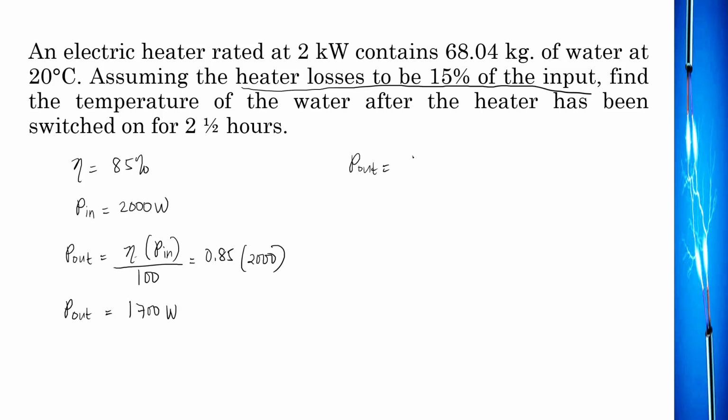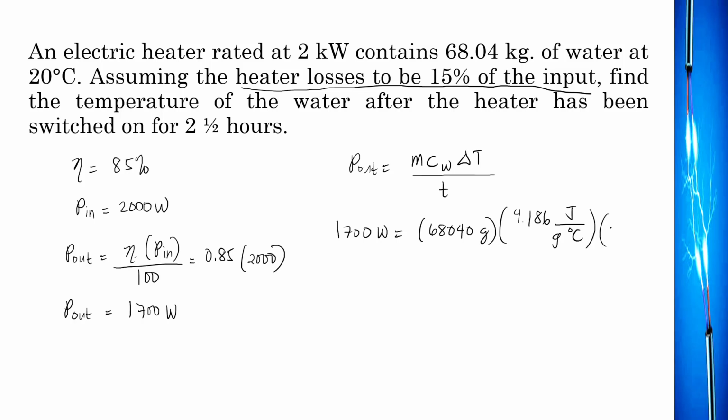So, gamitin natin yung formula ng P out. No? Yun ulit. MC W delta T over the time. So, ito, 1,700. Ang mass natin, gagawin ko siyang 68,040 grams. Kasi yung ating CW, 4.186 joules per gram degrees Celsius. Tapos ang ating temperature, so you have T minus 20. And all over. Yung time natin ay 2.5 hours.